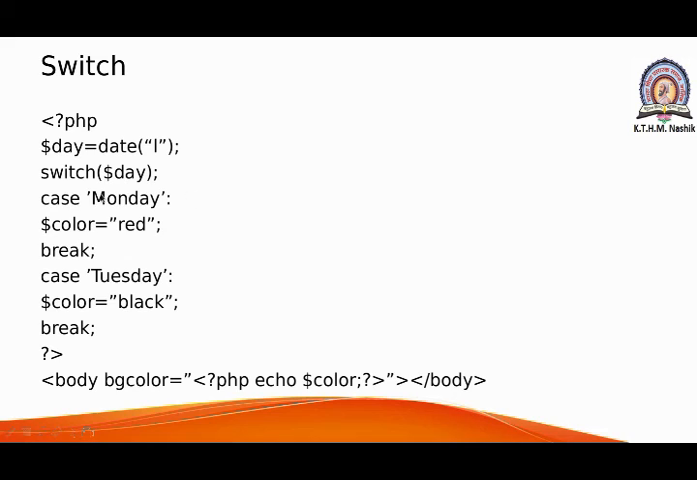Then here case, and here the label. So here it is Monday, given within single quotes, and the statement $color equal to, within double quotes, red, semicolon, and break here. Then the next case, that is case within single quotes Tuesday, then a colon, because again it is a label, that's why we have to give the colon, and the statement $color equal to, within double quotes, black, semicolon, again break, and end of the PHP program. So this is very simple.